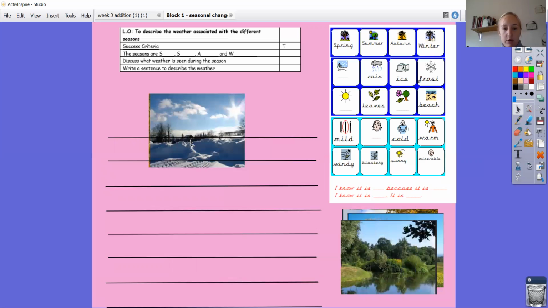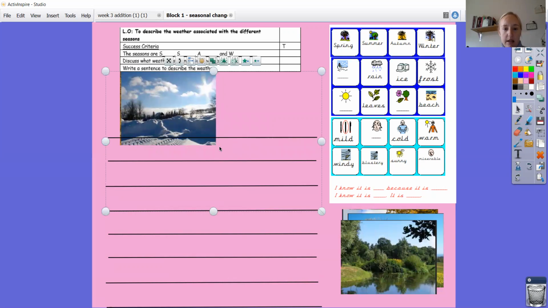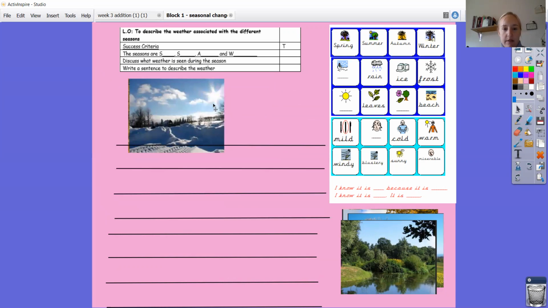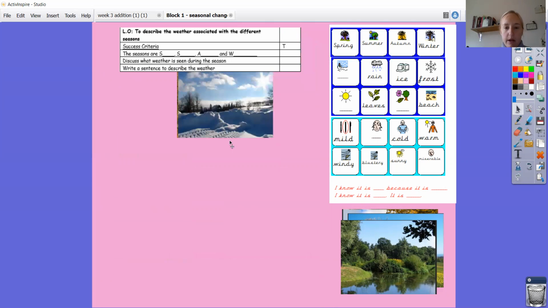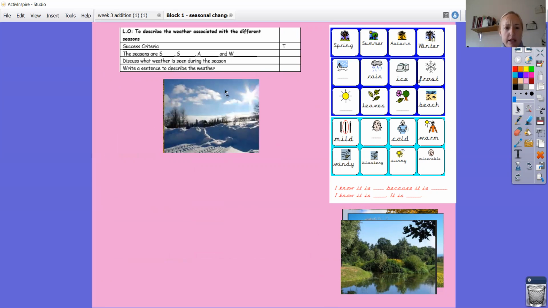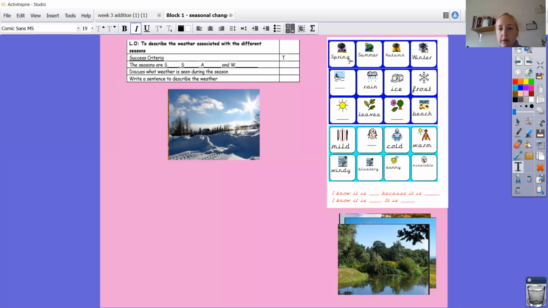So I'm going to pick this picture up first here. I think I'm going to try do this and remove these lines so that I can type on here to show you my work. So first of all, we need to identify which season this is. And I know that because there's lots of snow on the ground, it is winter. So on my communicating print here, I've got lots of nouns that I might need and some adjectives to describe what the weather might be like. I've also got some sentence starters here. So I know it is, and then we're going to write which season it is.